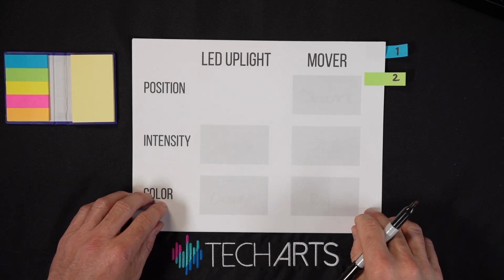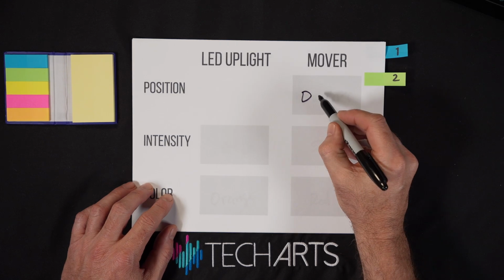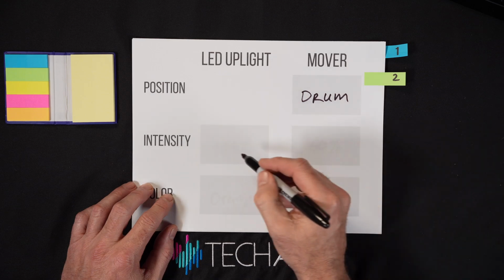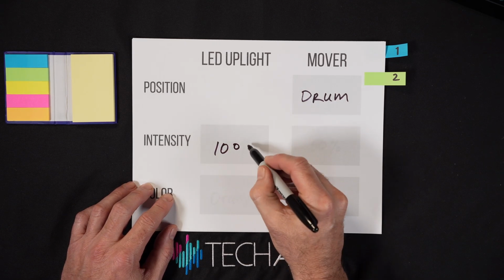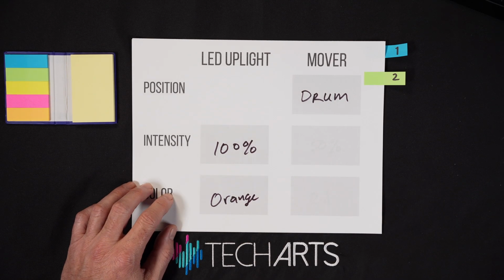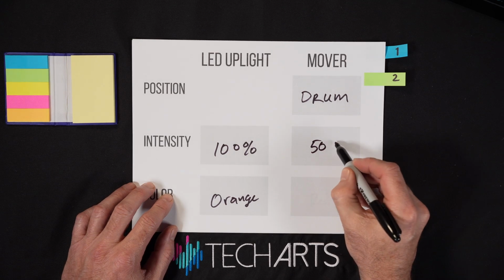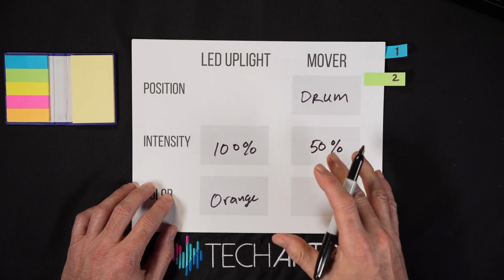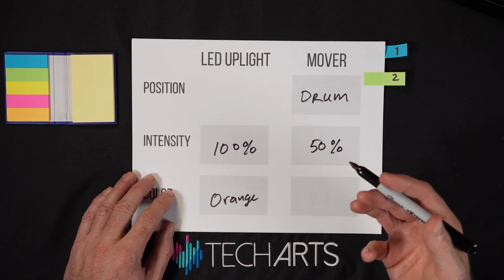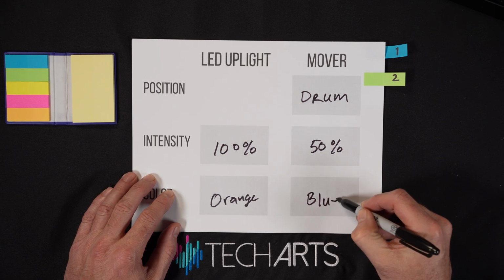Now the second cue comes in, and we need to set up the scene. Okay, well, we want the moving light to stay on the drummer, and we want the uplight to still be 100% orange as per the client's specifications, and we'll keep the drum light at 50%, but we kind of want to change the mood a little bit. Walk-in's over, we want to start building some excitement, and so we're going to turn that light blue.